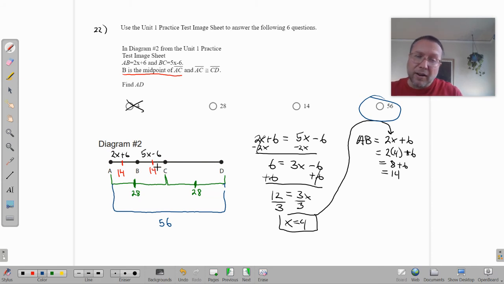But again, drawing that diagram is really important. Once I got what x was equal to, it was really easy for me to figure it out from there, because I had my diagram all set up. So that's a very important part. Pause here, or we'll go ahead and move on to 23.